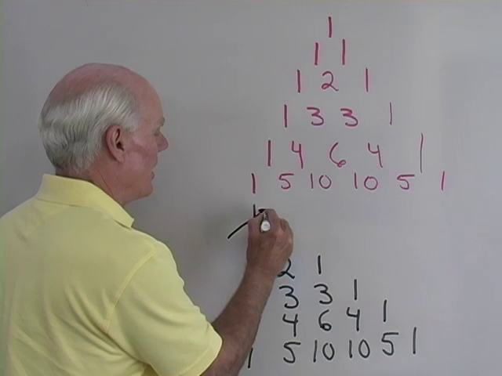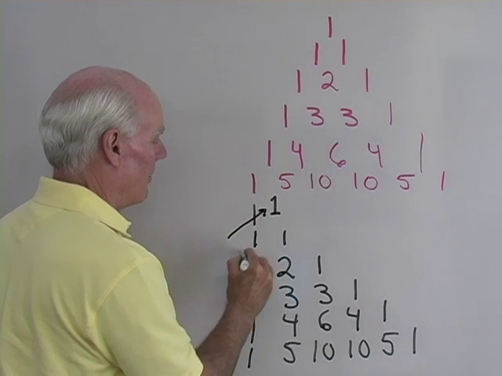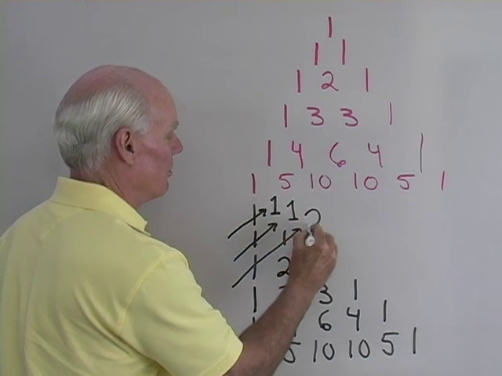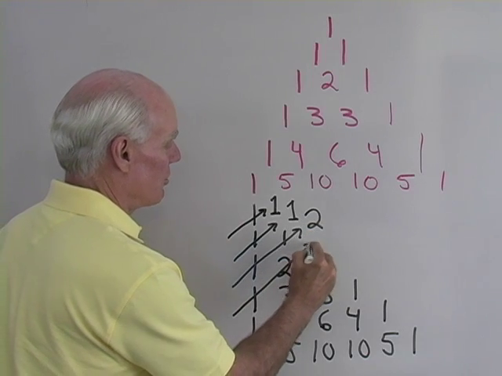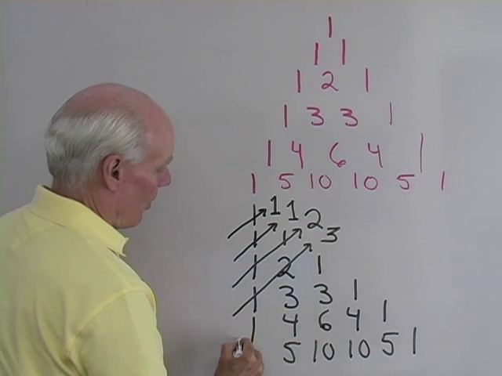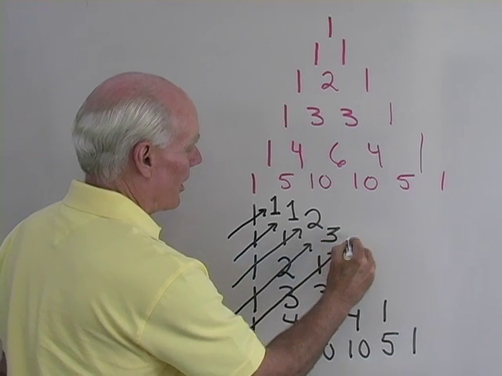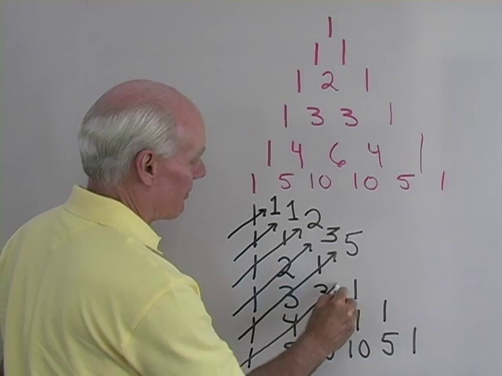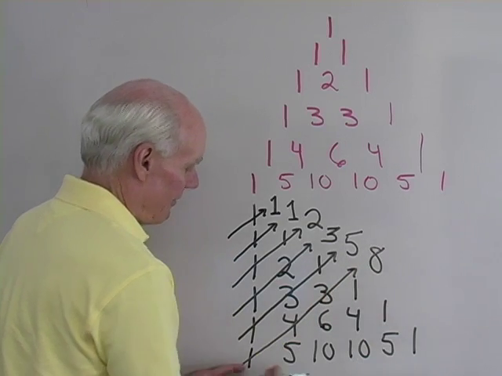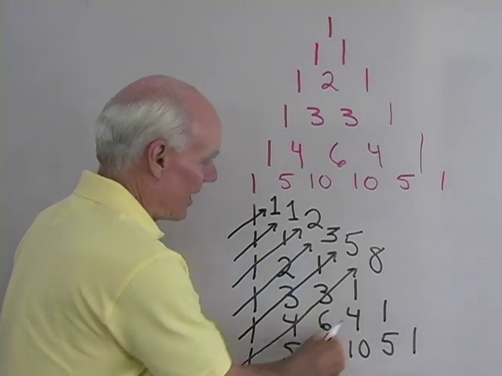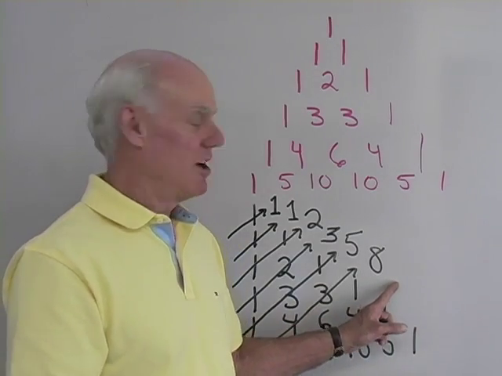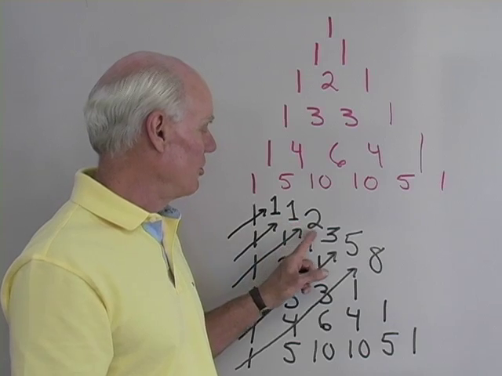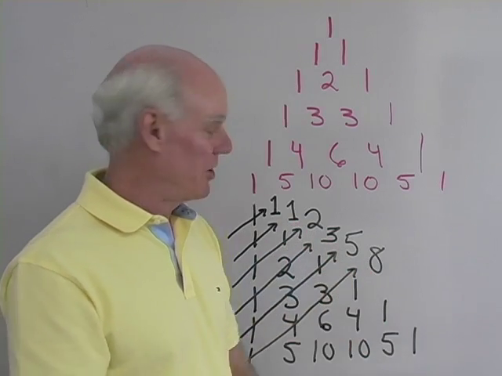So I'll go up this way, I get 1, up here I get another 1, 1 plus 1 is 2, and then 1 plus 2 is 3, 1 plus 3 is 4, and 1 is 5, and then 1 plus 4 is 5, and 3 is 8. If I was to go down another row here and then add up again, the next number would be 13, because you can see this pattern is the Fibonacci sequence. 1, 1, 2, 3, 5, 8, next will be 13.